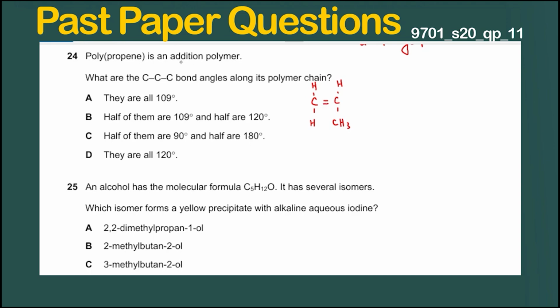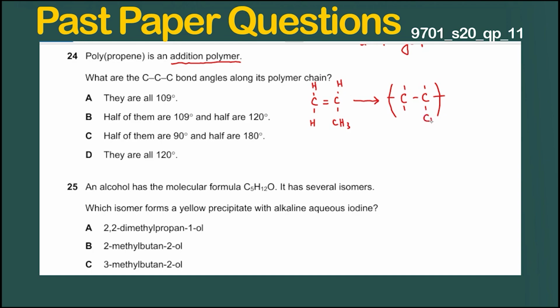but they are asking about the addition polymer. In polypropene, what will the angles be? So let's try to draw the polymer of this. The double bond will break down and convert to a single bond, and the bond will open from both sides, and the product addition polymer will be like this.